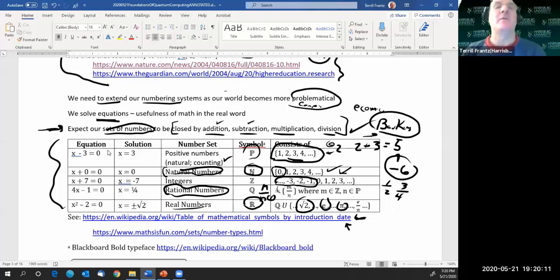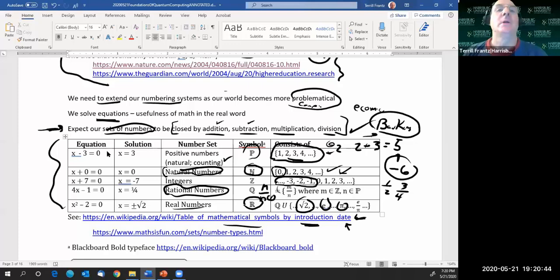Wikipedia does have a page on the table of mathematical symbols, and it's in order of introduction date. If you get some spare time, take a look at it. It's interesting because they go through the symbols and what decade, what century these symbols were invented in. I didn't correlate what's on that page to here, but I hope it's fairly close, at least chronologically.